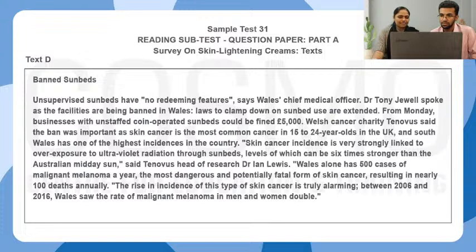So, okay, in the sentence it's given, the rise in incidence of this type of skin cancer. So, can you please tell us what kind of skin cancer is actually on the rise? Skin cancer is not the answer. Just read the text carefully. The rise in incidence of this type of skin cancer. What type of skin cancer?